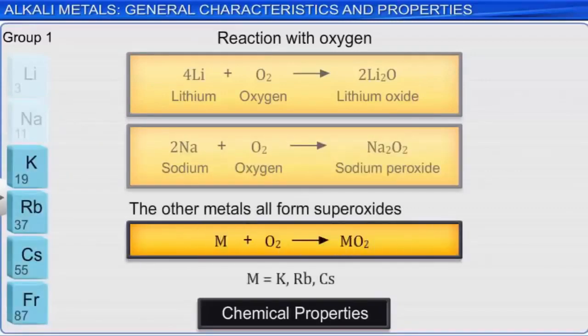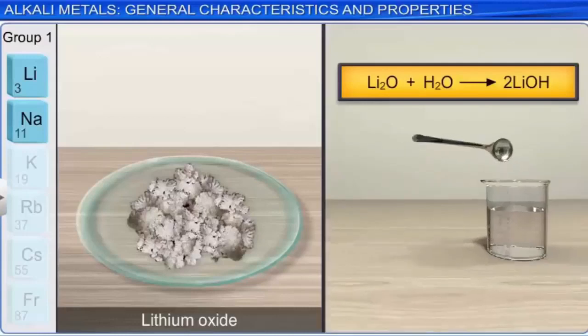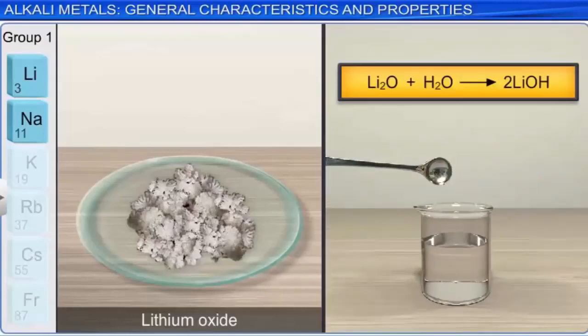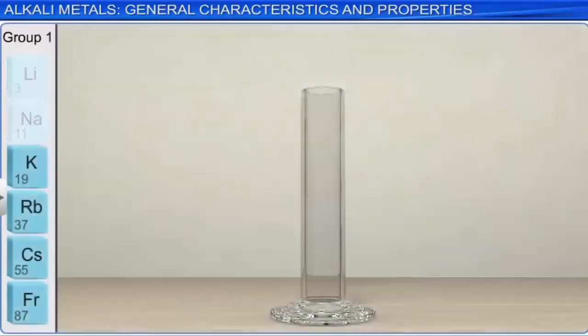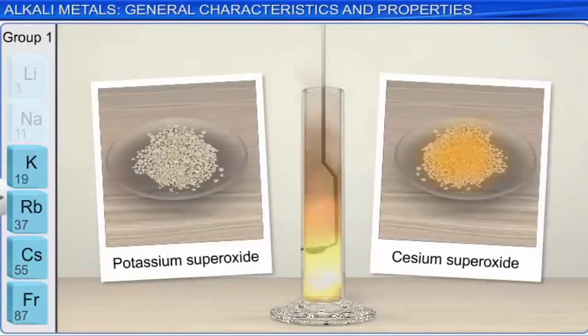Likewise, the other metals all form superoxides. The general formula is given in this module. Metal plus oxygen gives metal superoxide. MO2 is the formula for superoxide. When these alkali metal oxides are dissolved in water, they give their respective hydroxides. For example, lithium reacts with water to give lithium hydroxide. Students, here they have given the image of potassium superoxide and cesium superoxide. When these metals are exposed to oxygen, they give their respective superoxides.